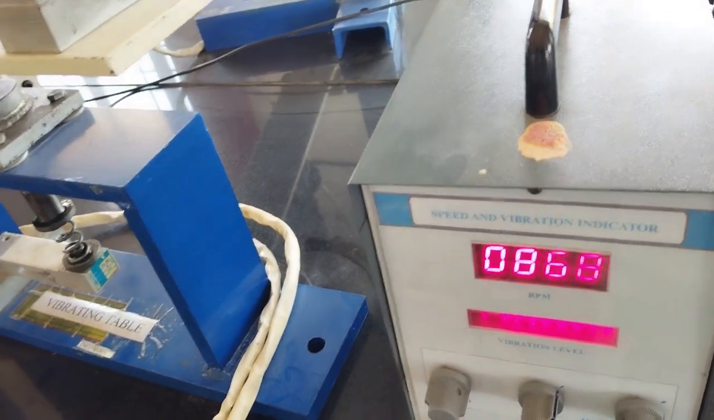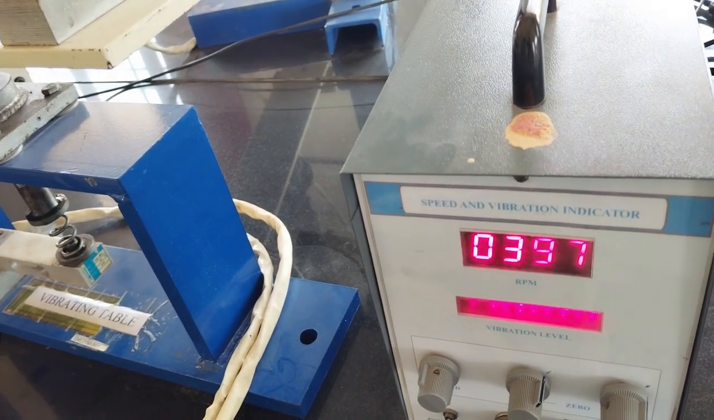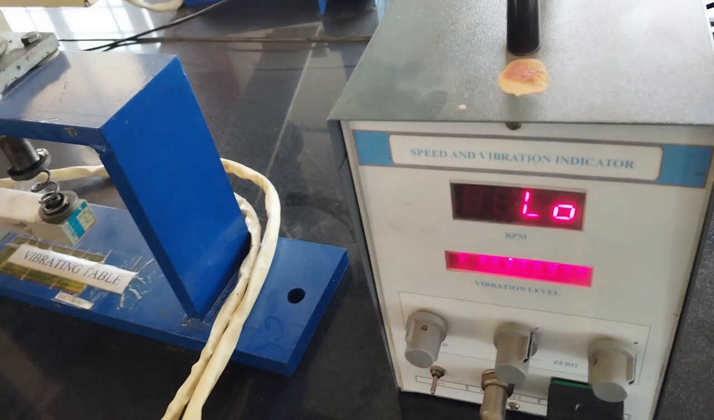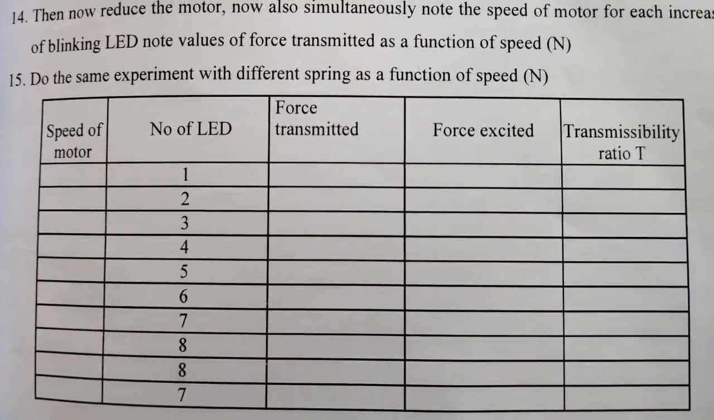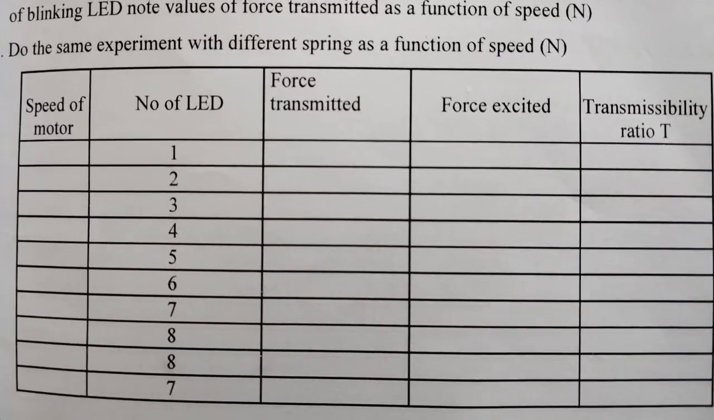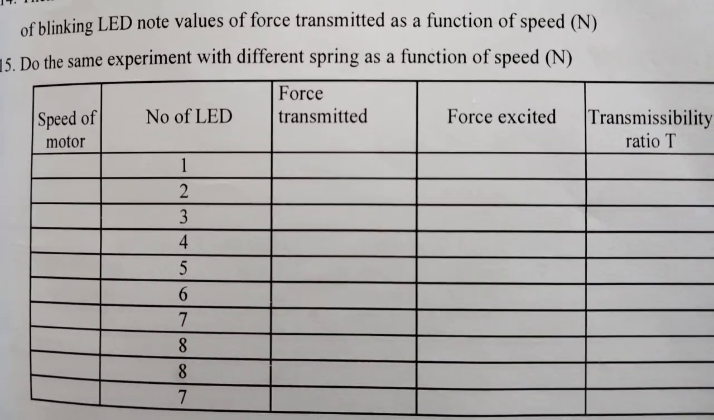So now we are going to calculate using the tabulation and find the transmissibility ratio. So result: the natural frequency and transmissibility ratio are determined by the given vibration table. Thank you.